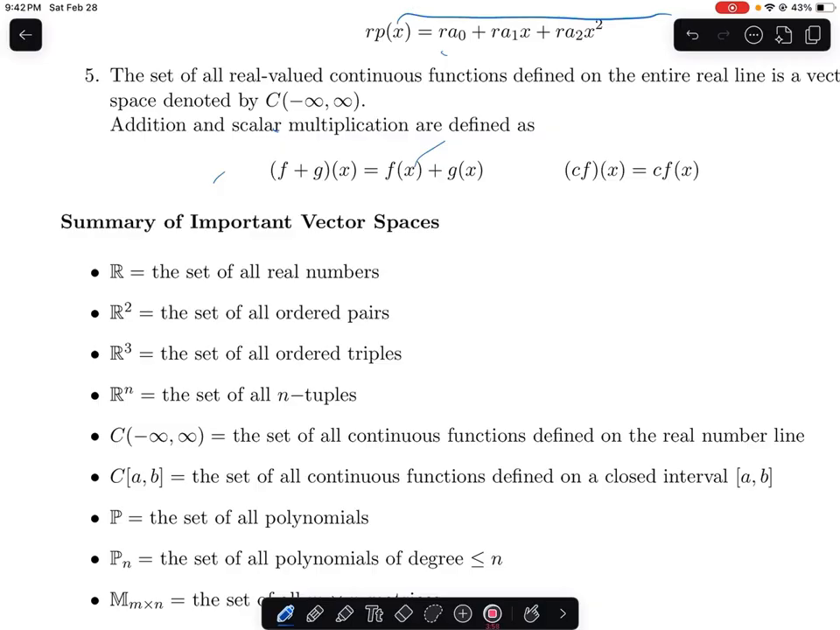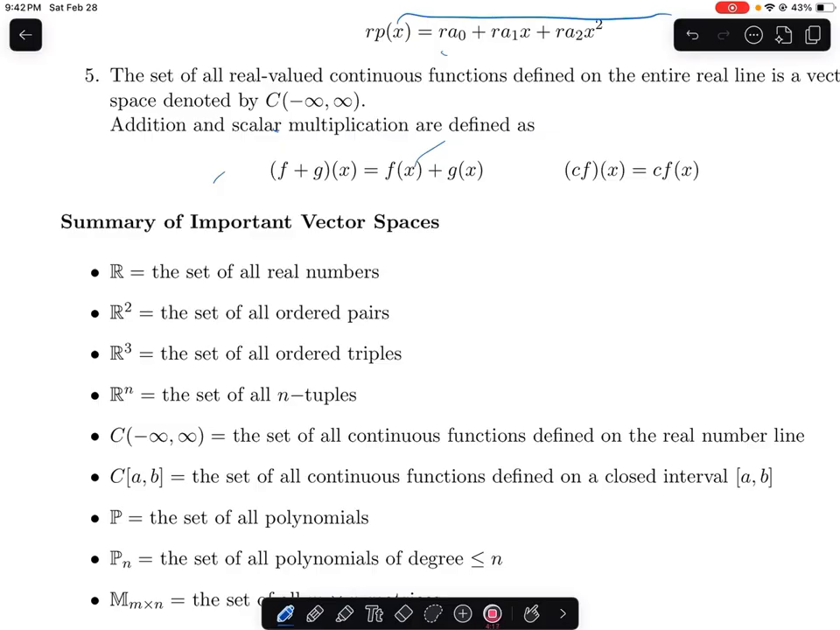So basically, these are a few of the vector spaces that you will be working with. So we have matrices, we have polynomials, and we have the vectors.